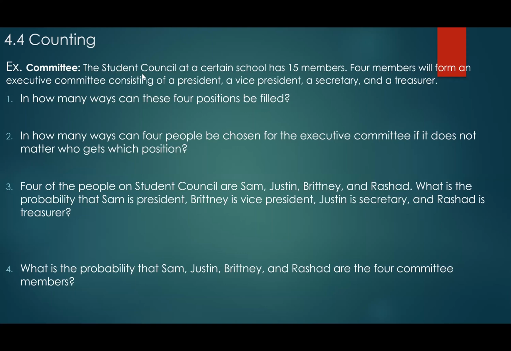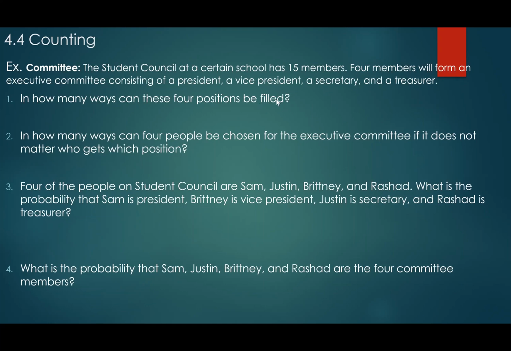This one here, they say that the student council at a certain school has 15 members, right? There are 15 members, last time we had 15 flavors. 4 members will be formed, last time 4 flavors were chosen, right? So 4 members, which is we have 15 choosing 4. Everybody see that the problem is the same, right? The numbers are the same, I should say. We will form an executive committee consisting of a president, a vice president, a secretary, and a treasurer. In how many ways can these 4 positions be filled?